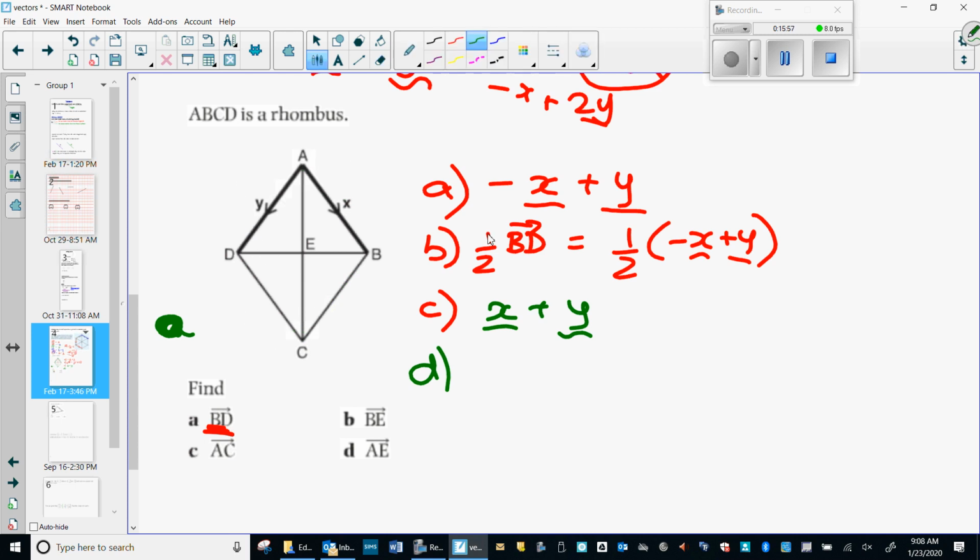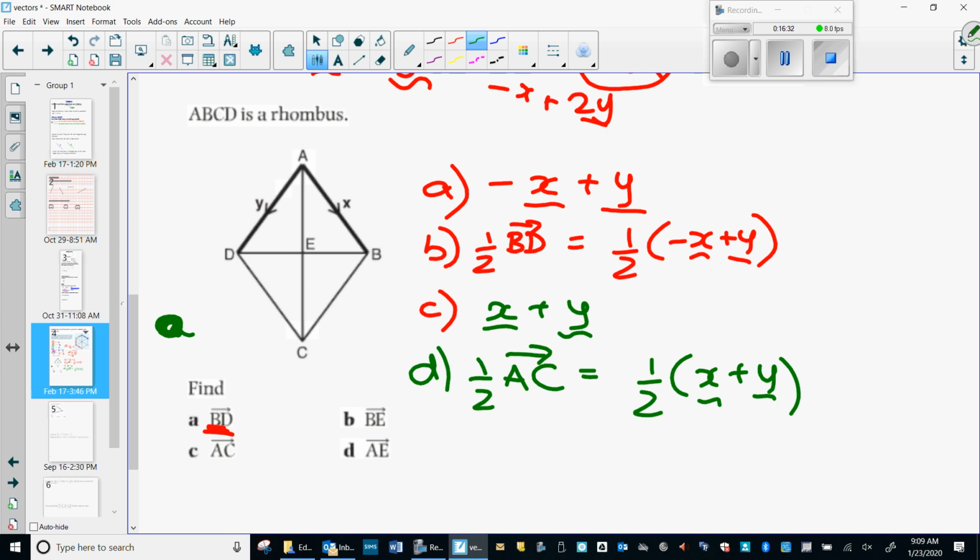A to E. Who is E? A, yeah, half of A to C. Oh, my giddy aunt, you are O for awesome. Half of A to C. We just worked out A to C, so this is going to be half of X plus Y.